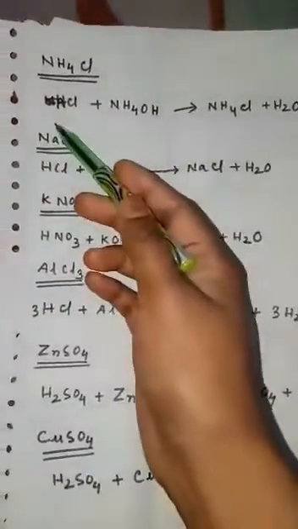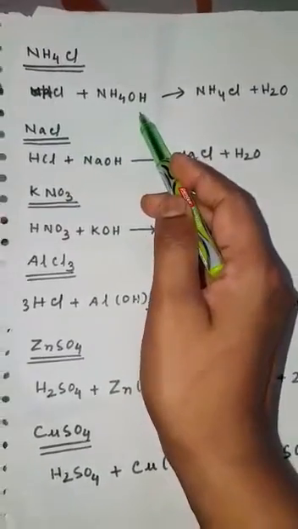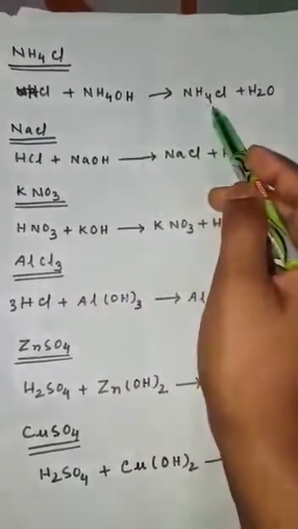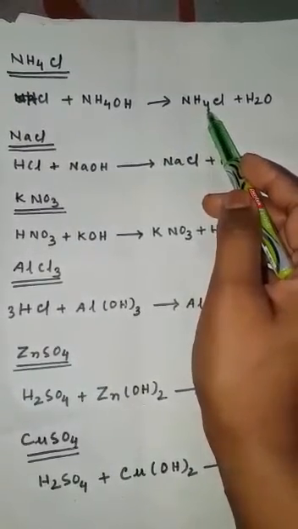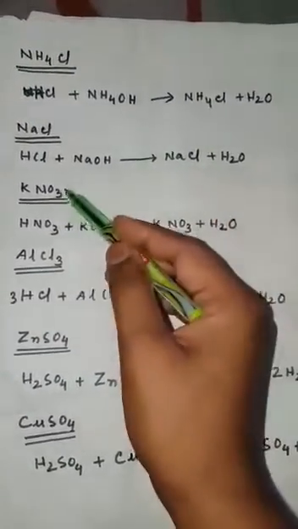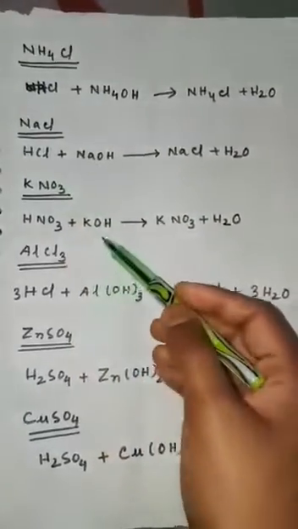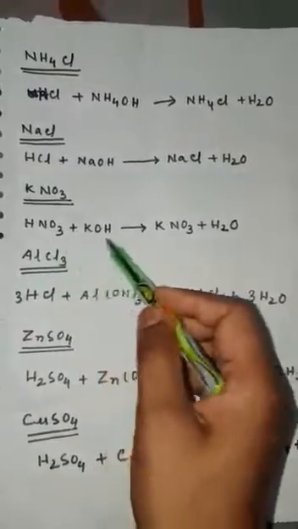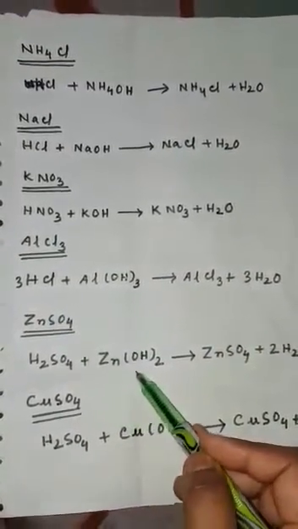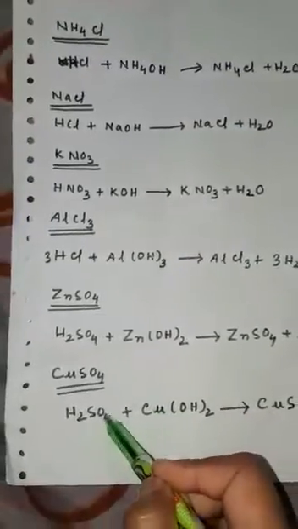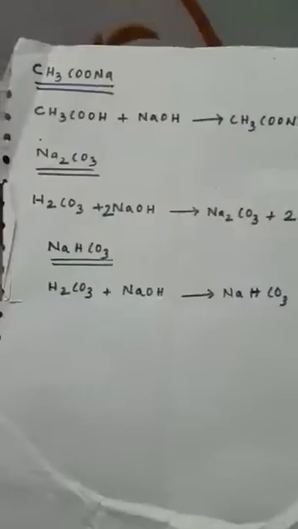Ammonium chloride is a salt formed by the strong acid hydrochloric acid and weak base ammonium hydroxide. So it will give us an acidic salt. Okay, sodium chloride will give us a neutral salt because both are strong. Here you will get a neutral salt because both are strong. Here also you will get neutral salt because both are strong. Here you will get acidic salt. These two are acidic salts because sulfuric acid is a strong acid, but these two are weak bases.